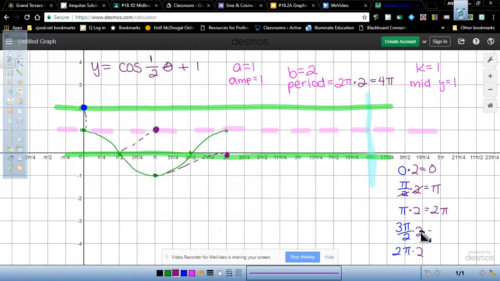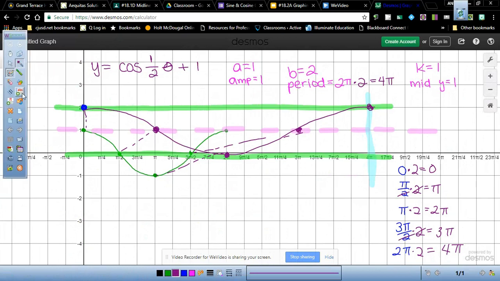All right, and then 3 pi over 2 becomes 3 pi. So at 3 pi, I'm at my midline. And then at 2 pi, that becomes my full period of 4 pi. So you can see it's been really stretched out. It's being stretched horizontally. But I still try to make it as smooth of a wave as possible. All right. And again, this is just a brief review.